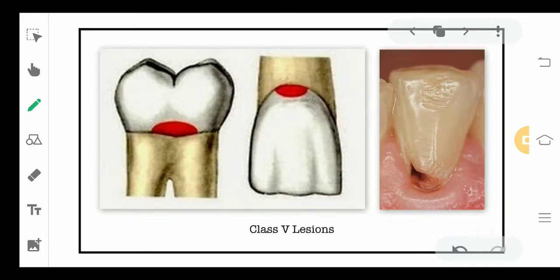These are the class 5 lesions. So you can see it is on the gingival third. Here also it is on the gingival third. Now all the teeth are coming under this class, and this is how it looks like. So most commonly you see this in case of abrasion. Okay, in case of tooth abrasion, you can see these kind of lesions, and here you are supposed to make class 5 cavity and then restore it.